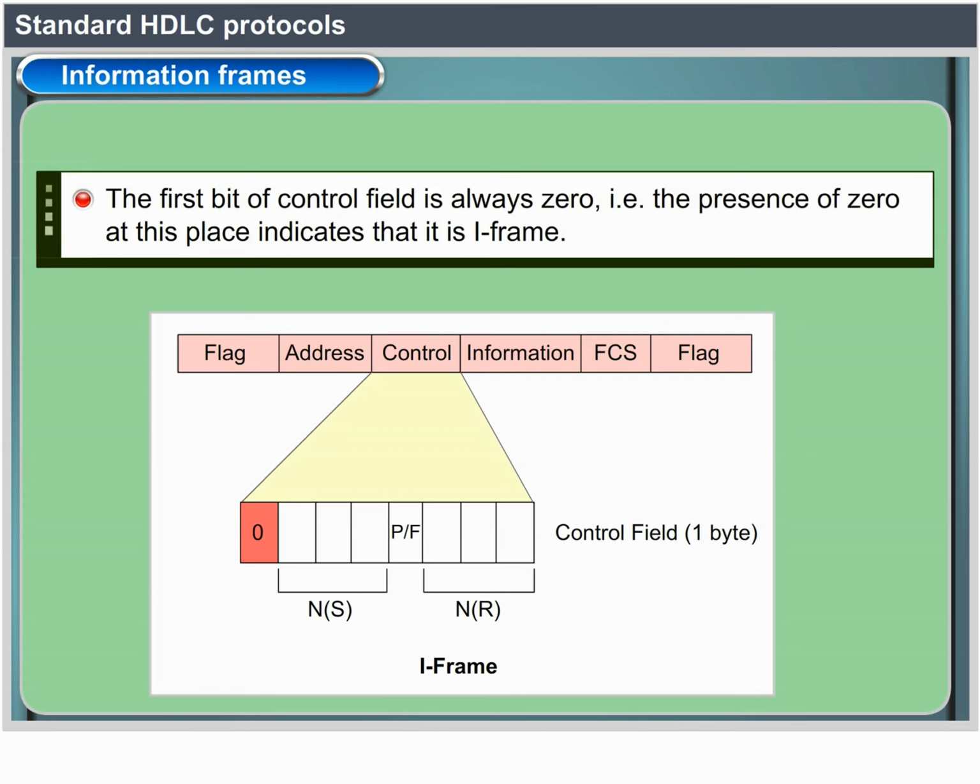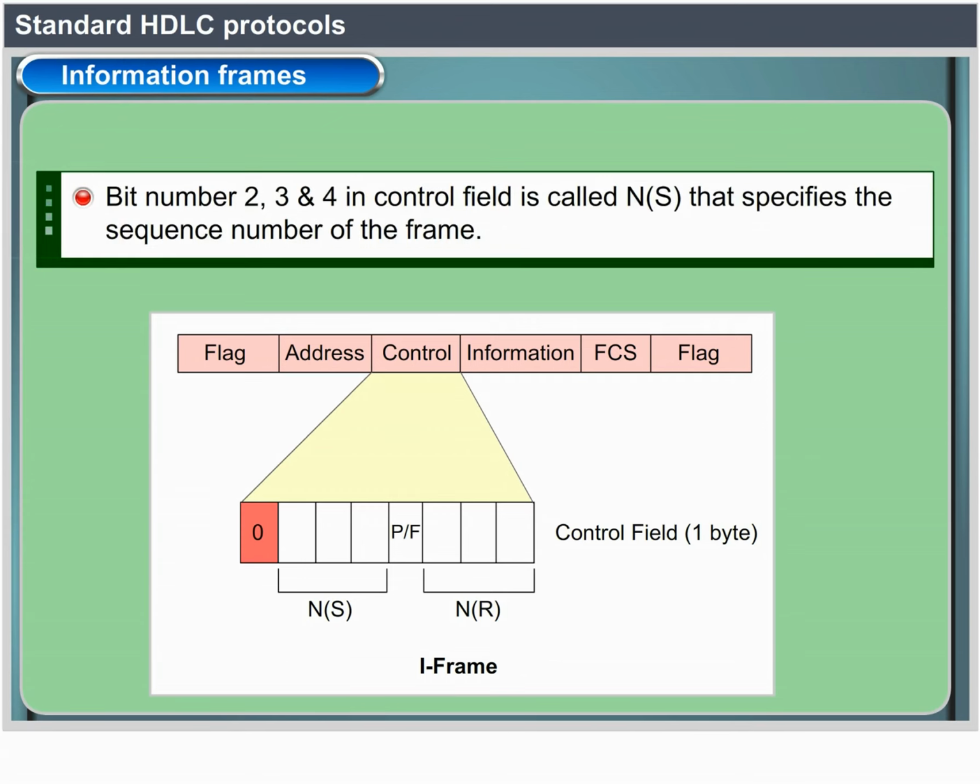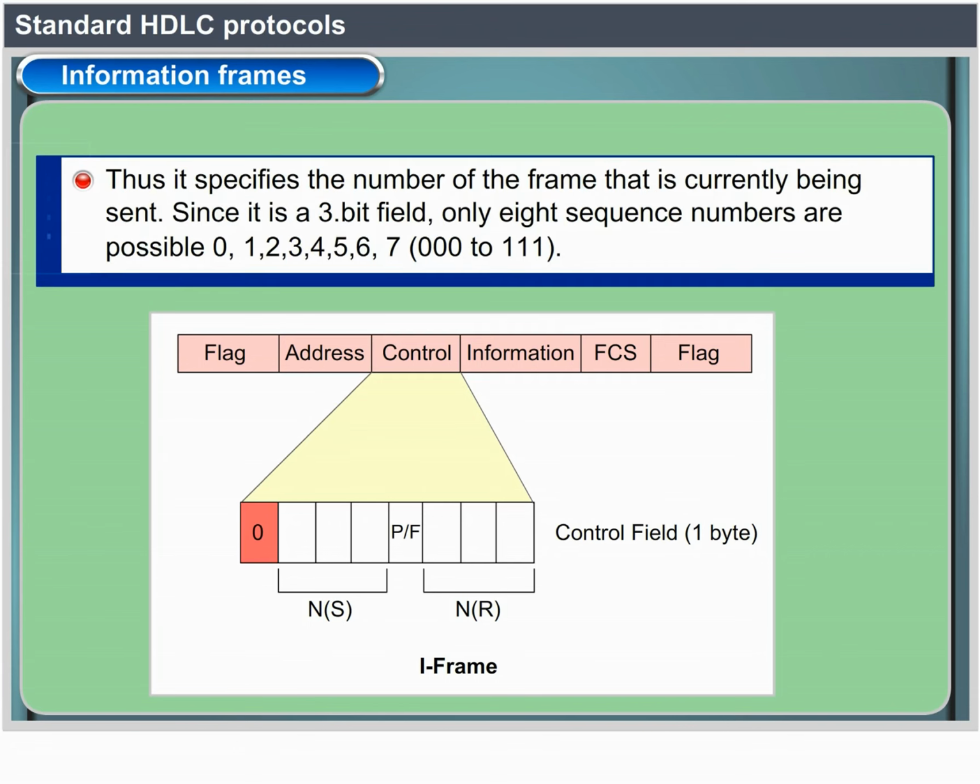Bits number 2, 3, and 4 in the control field are called N(S), which specifies the sequence number of the frame. Thus, it specifies the number of the frame that is currently being sent. Since it is a 3-bit field, only 8 sequence numbers are possible: 0, 1, 2, 3, 4, 5, 6, 7, or 000 to 111.